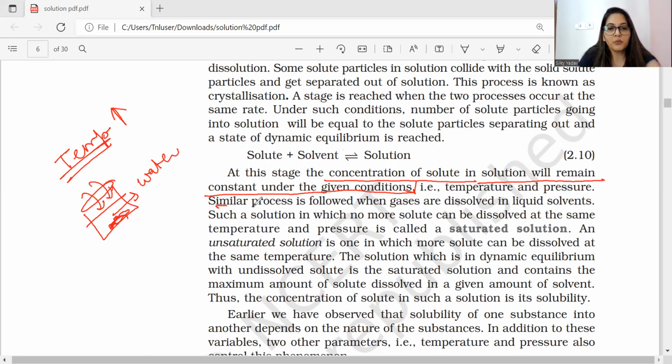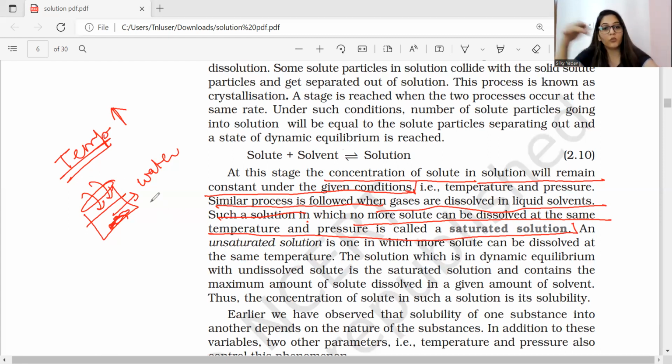Now, a similar process is followed when gases are dissolved in a liquid solvent. A solution in which no more solute can be dissolved at the same temperature and pressure is called a saturated solution. Now let's say you increase the temperature and you put more sugar in this. Now I want one more tablespoon of sugar to be dissolved in this water. That will again not be possible, right? Because there was limited space available in this liquid. If I want to add more sugar to this, it's not possible because now the condition has reached what is called saturation.